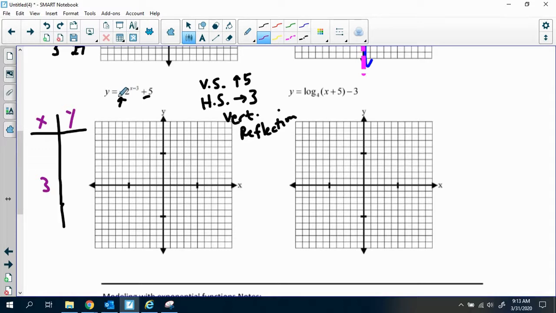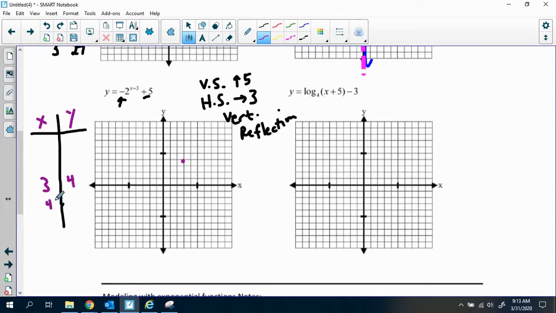Now this negative in front means it's not (-2) to the x minus 3. So I'm actually doing this to 2, and then I make it negative. So 2 to the 3 minus 3 is 1. Then I'm going to make that negative, and then +5. So -1 plus 5 is 4. So the point (3, 4) has to be on my graph.